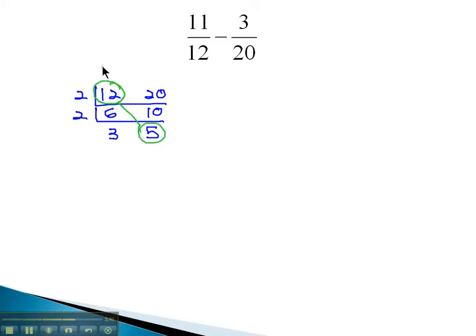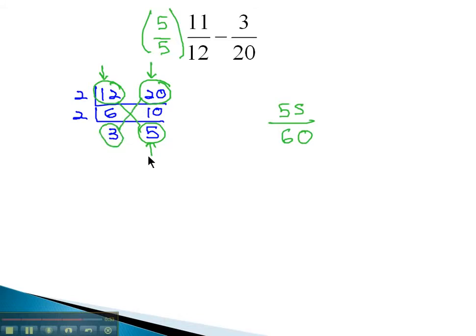But what's even nicer is the fraction with 12 needs to be multiplied by 5 over 5. It tells us the number we need to multiply by. 5 times 11 is 55, and 5 times 12 is 60. The other diagonal tells us what the other fraction needs to be multiplied by. The fraction with 20 needs to be multiplied by, diagonal from it, 3. Whoops. I don't know why it's doing that. There we go. So we'll multiply this guy by 3 over 3, and that'll give us minus 9 over 60.